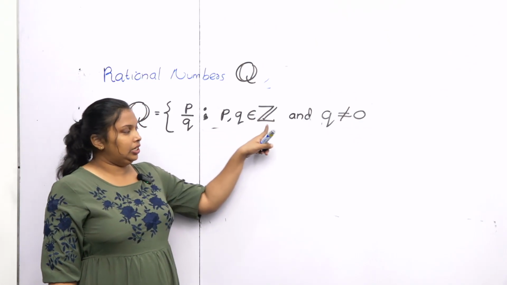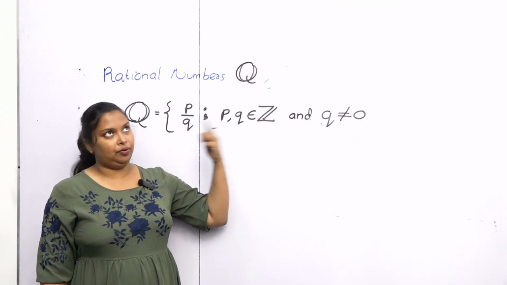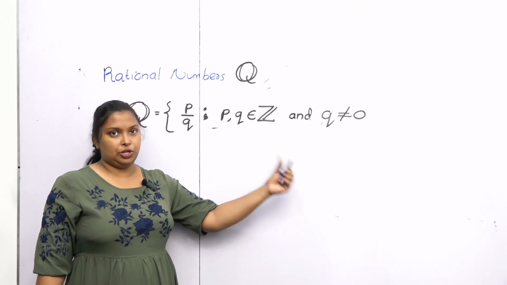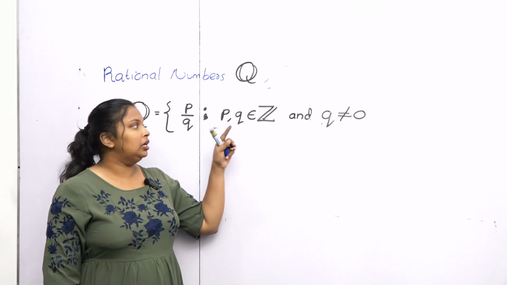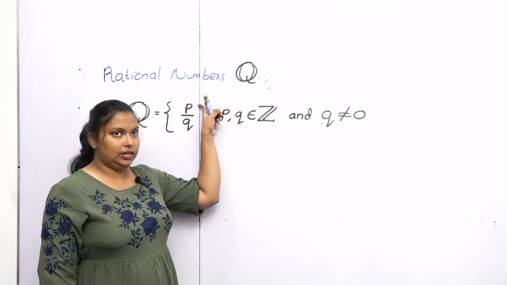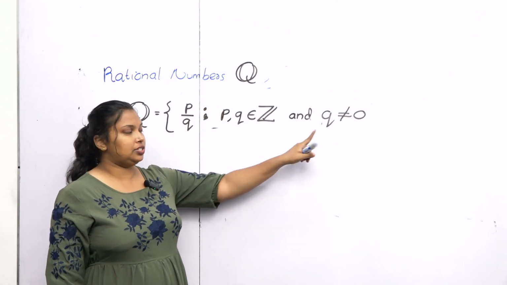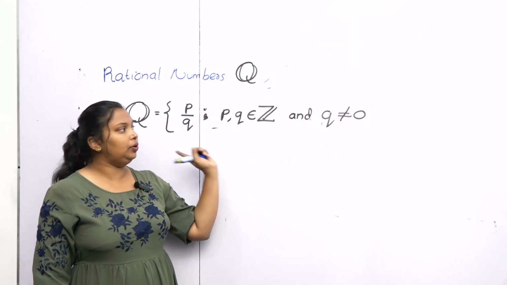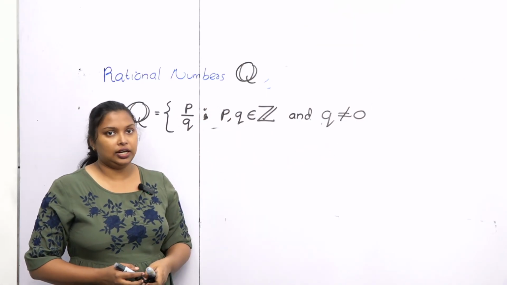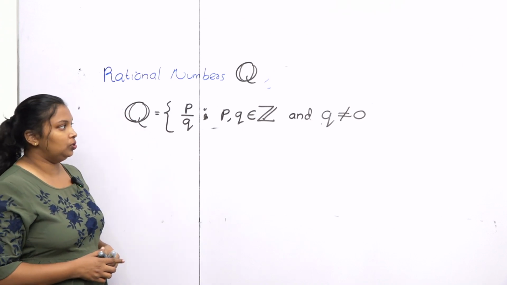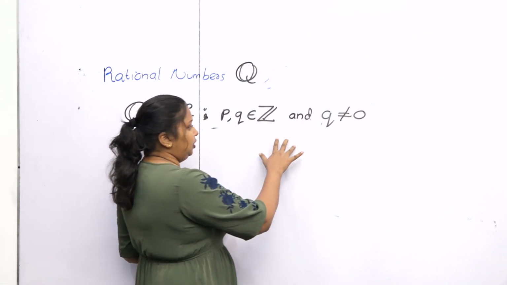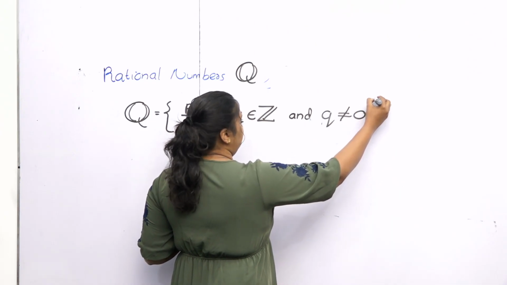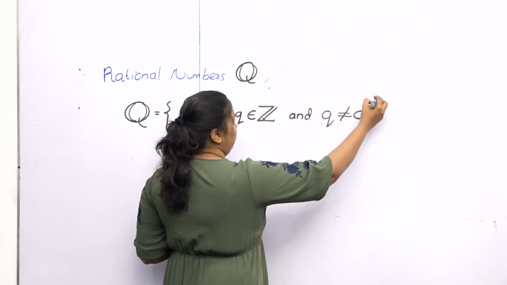Then P and Q are integers. What are integers? Negative values -1, -2, -3, 0, +1, +2, +3, +4. So P and Q can be integers. This one is an integer, this one is an integer, but there is a restriction. Q cannot be 0, but P can be 0. Can you understand? Right, that is the rule. And also there is another thing, that P and Q do not have common factors.